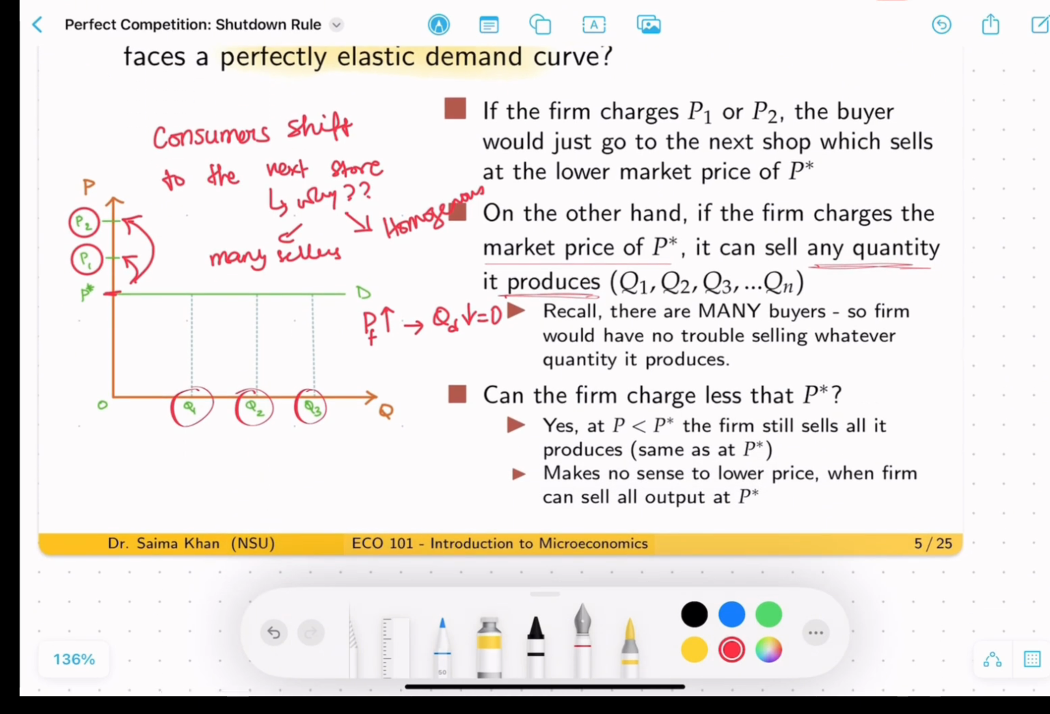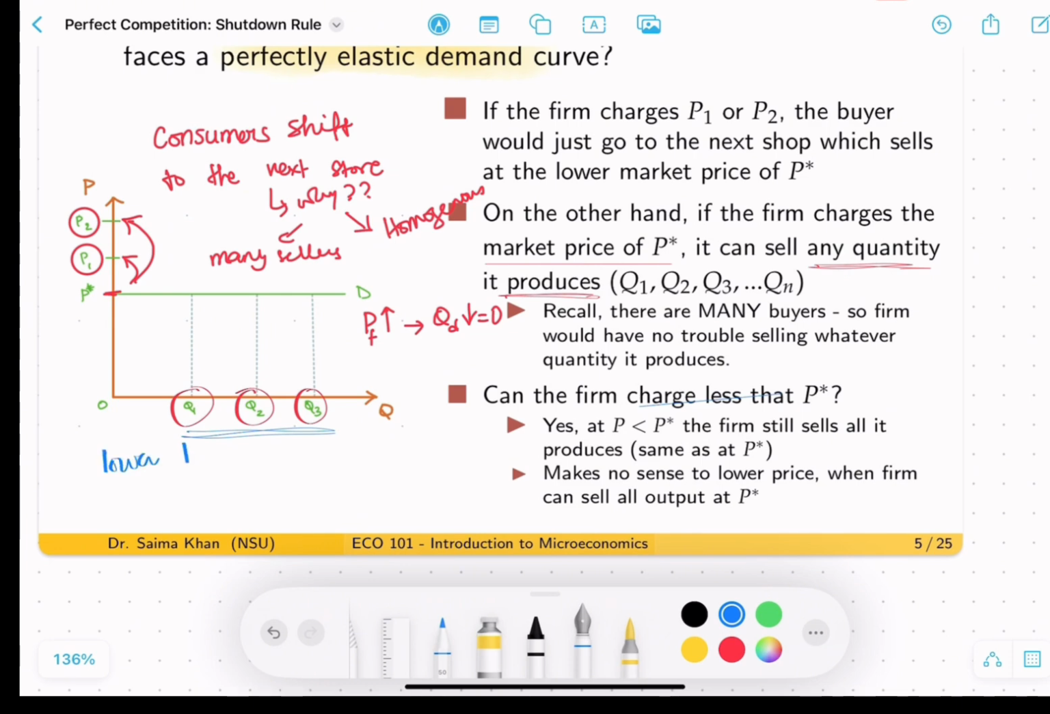Now the question is, can this firm charge less than P star? Now, when do firms usually lower the price? They usually lower the price when they want to steal consumers from the other competitors, right? But in this case, we already said that whatever it's producing, it can just sell it all at the given market price. So if it were to lower it, it would still be able to sell everything that it produces. It's just that it would be selling it at a lower price.